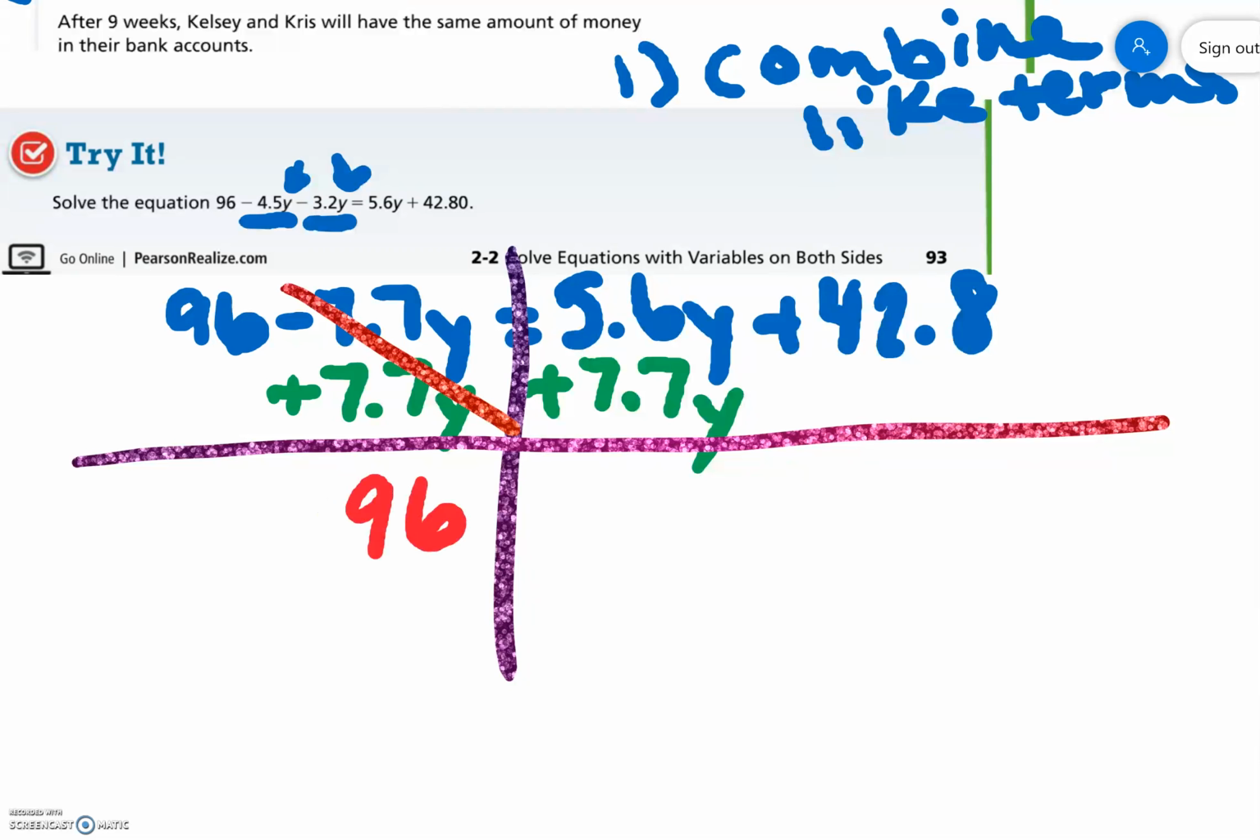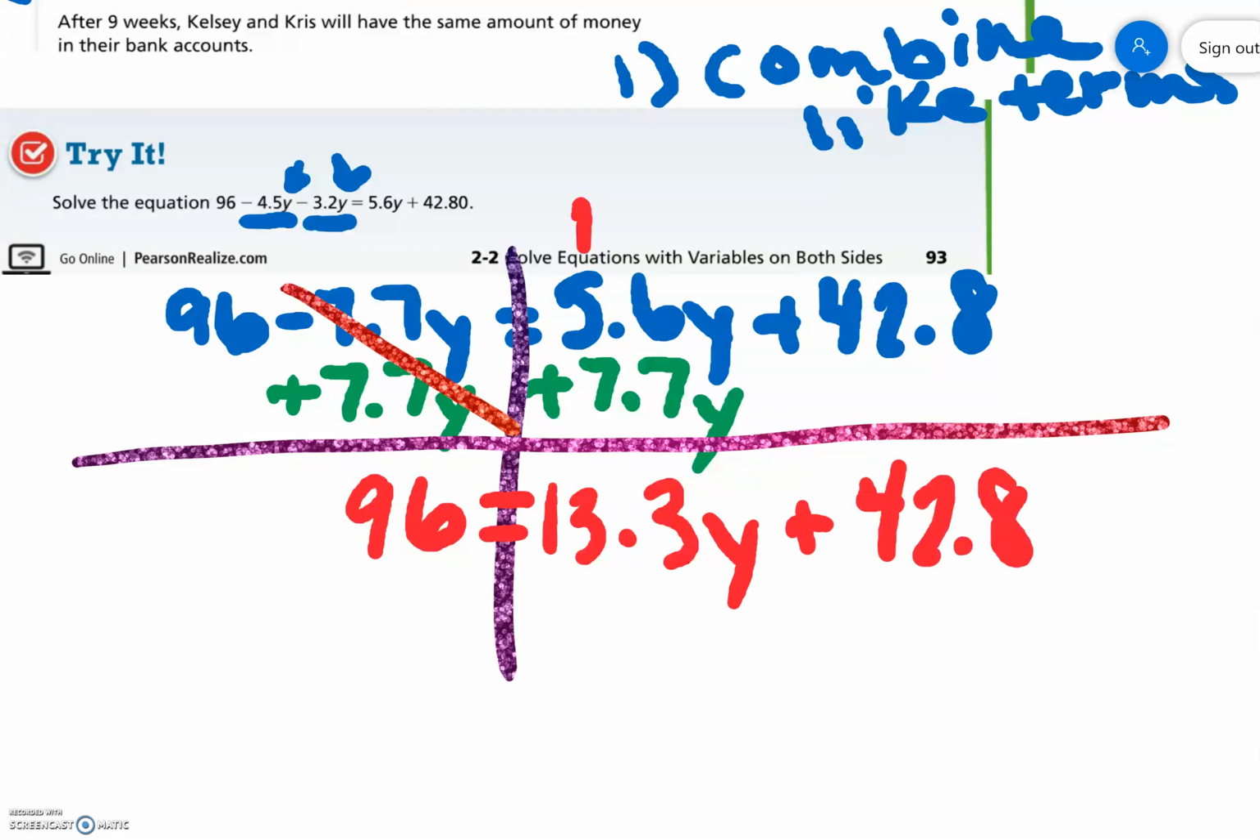So we get 96 equals, now 5.6y plus 7.7y is going to give me, let's see, 6 plus 7 gives me 13, carry the 1. This is going to be 13.3y plus 42.8. We are trying to get the y by itself. So what am I going to get rid of first, 13.3 or the 42.8? 42.8 is positive, so we're going to subtract it.